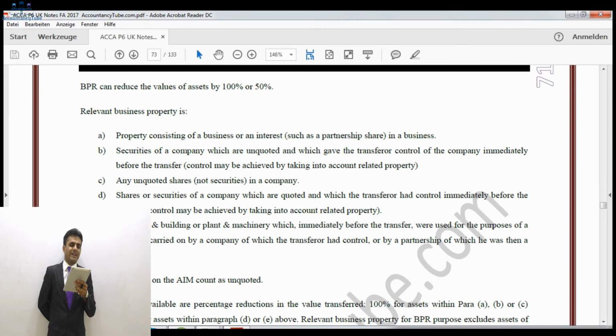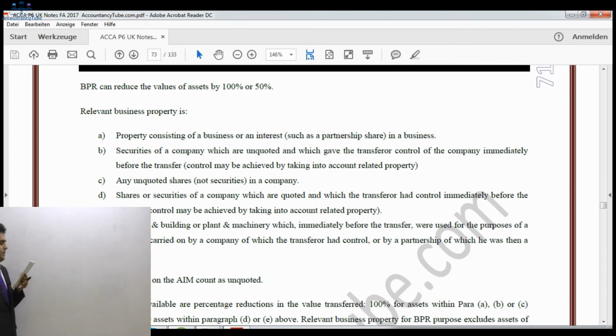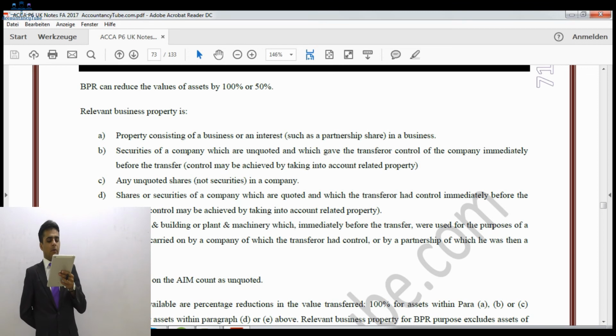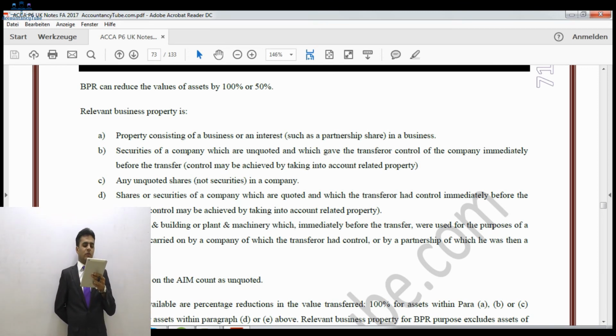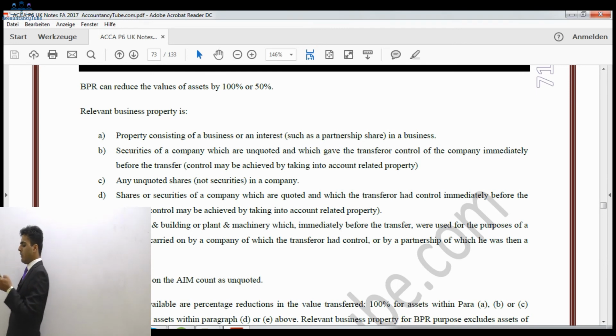Any unquoted shares, now it is unquoted shares, not securities, in a company, and then shares or securities of a company which is quoted, which the transferor had control of immediately before the transfer. Again, in this case and in the previous case as well, control may be achieved by taking into account the related property. So take the related property as well, and any land and building or plant and machinery which immediately before the transfer were used for the purposes of the business of the company. This case and the D case, where it says shares or securities of a company which are quoted, on these two there will be 50%, and from A to C, the business property relief will be at the rate of 100%.